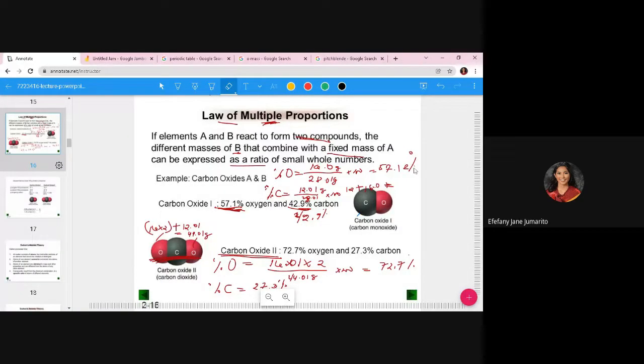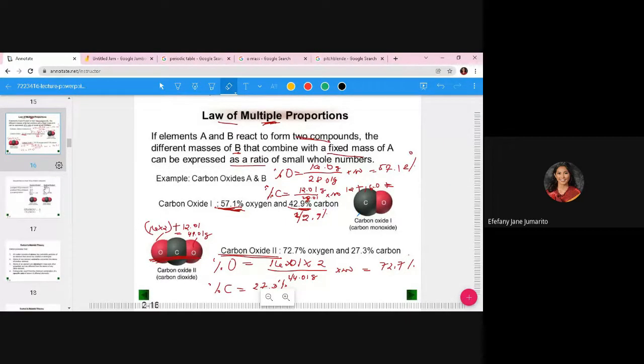Okay, so multiple proportions are understood. The percent oxygen is different in different compounds. Like in carbon monoxide, percent oxygen is 57.12. Now in carbon dioxide, it's 72.7. Percent carbon is also different. So there are multiple proportions.